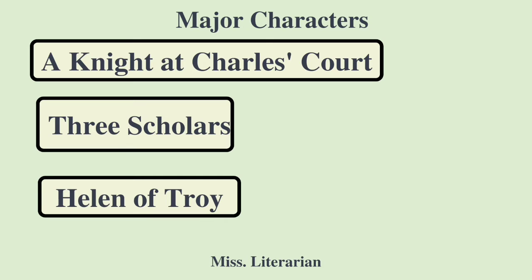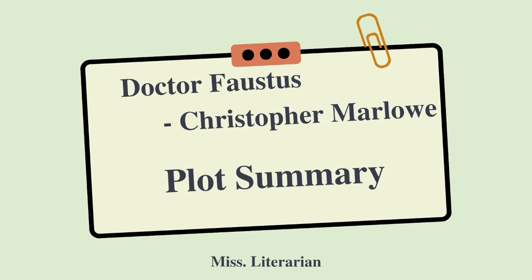The next main character is Helen of Troy. In Greek mythology, Helen is the most beautiful woman in the entire world and the cause of the Trojan War. There are other minor characters that we can see when we deal with the plot summary. Let's see the plot summary.